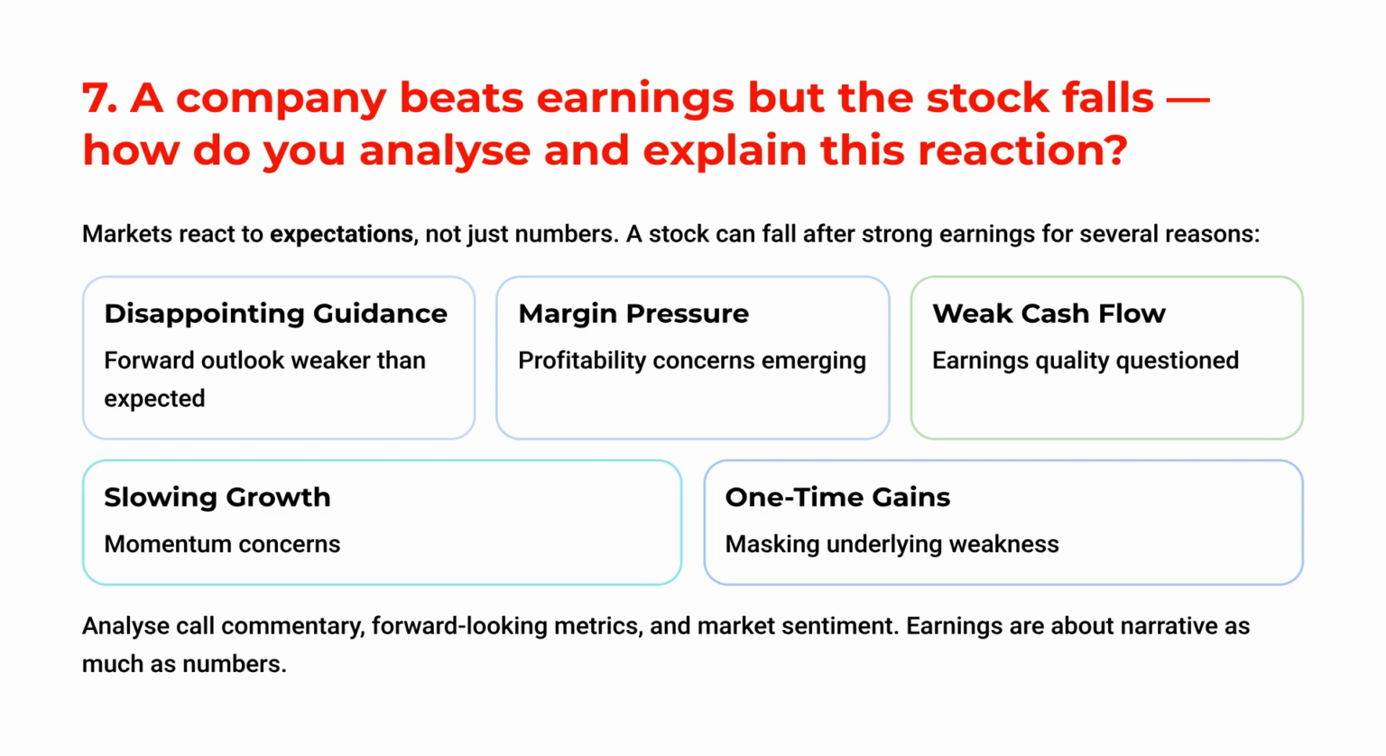A company beats earnings, but the stock falls? How do you analyze and explain this reaction? A stock can fall even after strong earnings because markets react to expectations, not just numbers. Possible reasons include disappointing guidance, margin pressure, weak cash flow, slowing growth, or one-time gains masking weakness. You analyze call commentary, forward-looking metrics, and market sentiment. Earnings are about narrative as much as numbers.